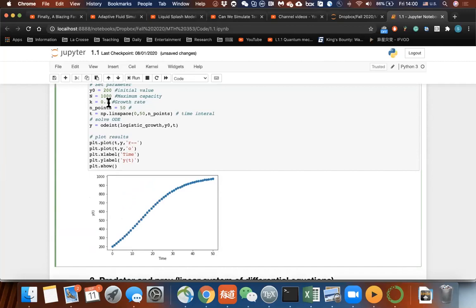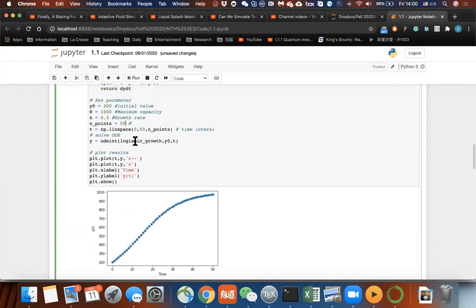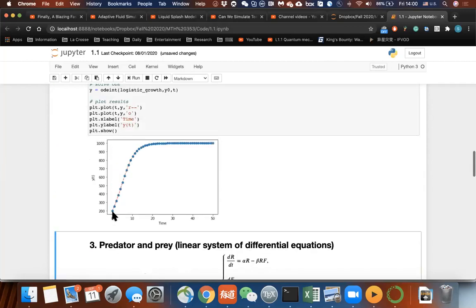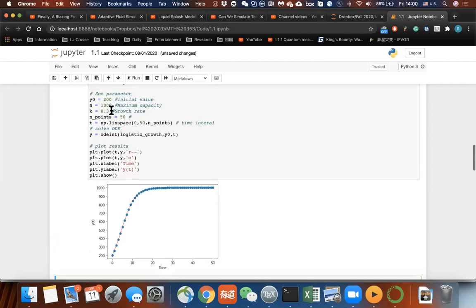Now let's change this one back to 0.3. We have something here. We start from 200, we end at 1,000. Let's change the capacity of the environment to be 3,000.